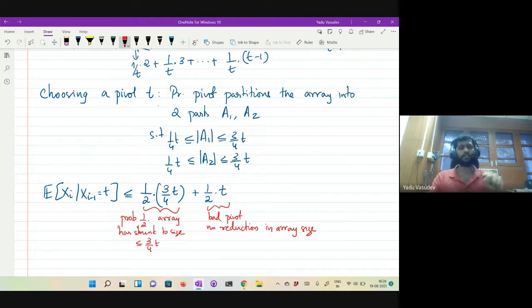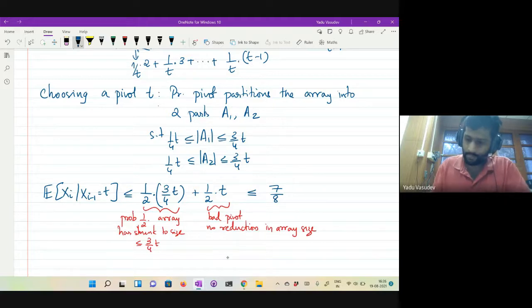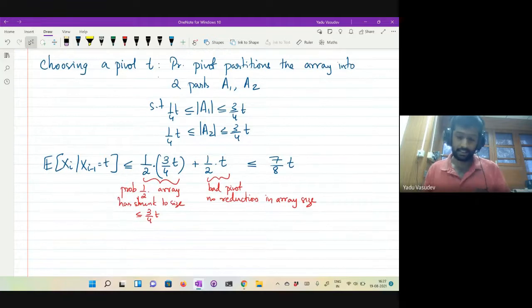Right? With probability half, you're actually going to shrink the array, or with probability half, you're not going to shrink the array at all. And this gives you what? This tells you that this is at most 7/8 t, right? Is this clear? Any questions on this? Okay, good. So this is 7/8 t.